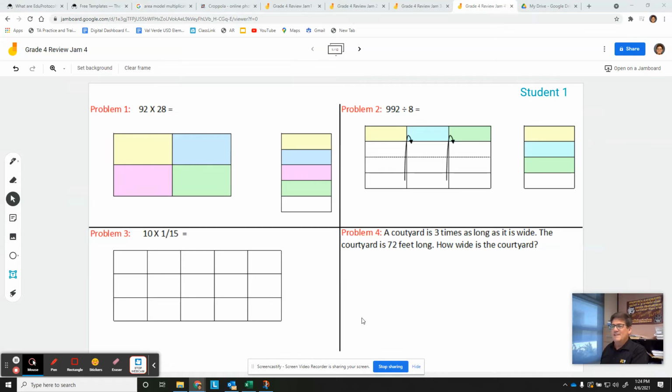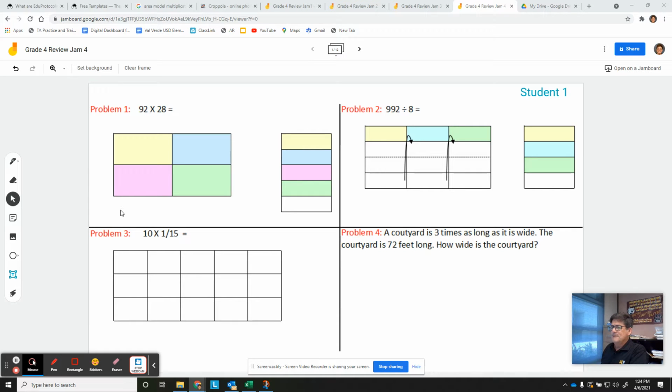Hi, this is a quick video just to show you a brief overview of one possible way to use Jamboard. In this particular Jamboard, I have set up the background pictures to be the instructions, basically. So let's take a look at this first problem. What would we want students to do here? This is set up to scaffold them through the area model for multiplication.